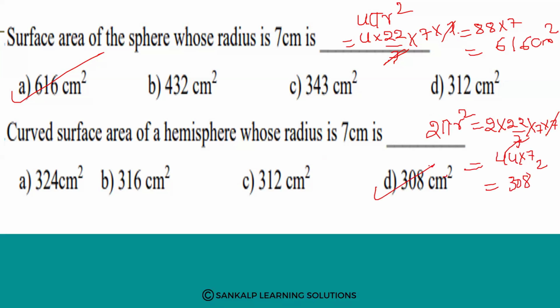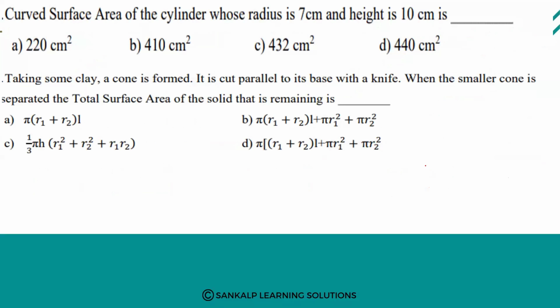Curved surface area of a cylinder whose radius is 7 centimeter and height is 10 centimeter. The cylinder they have given, so CSA of the cylinder is 2 pi r h, right? So 2 into pi value 22 divided by 7, and r is 7 and h is 10. Here 7 and 7 will get cancelled. 22 into 2 is 44, 44 into 10 is 440 centimeter square. So option D is right.